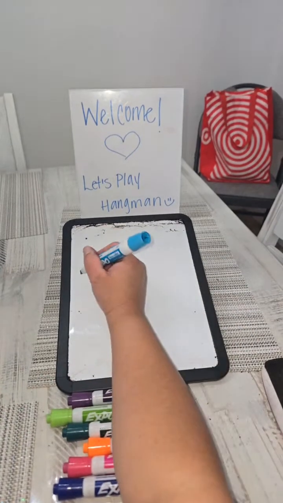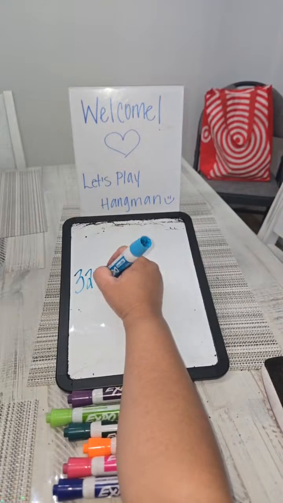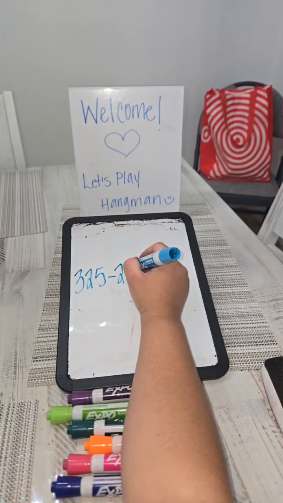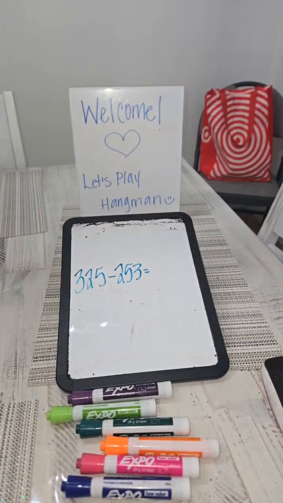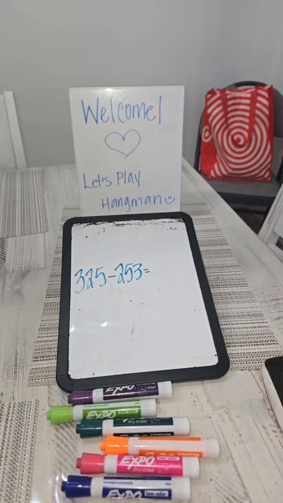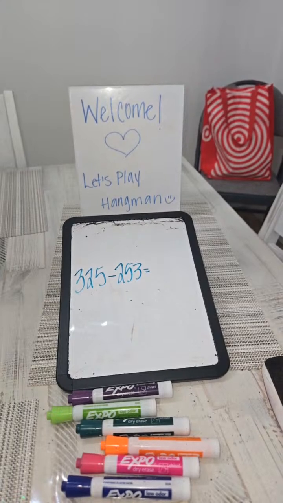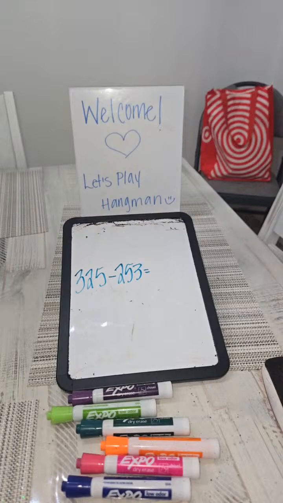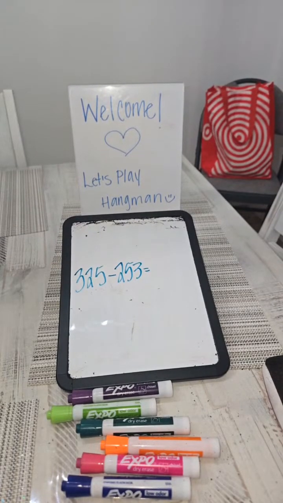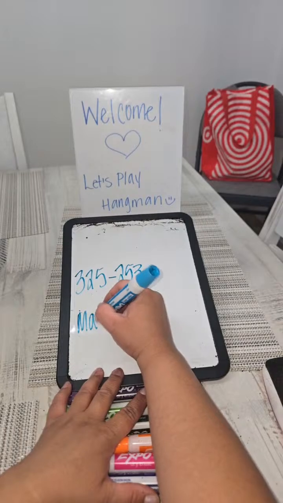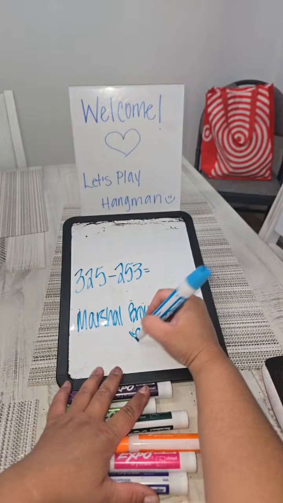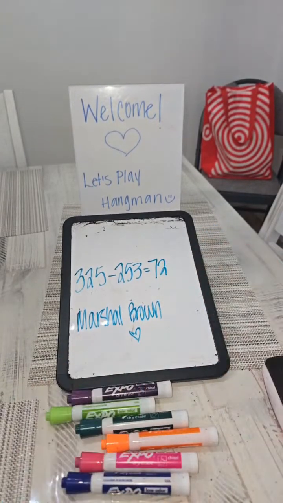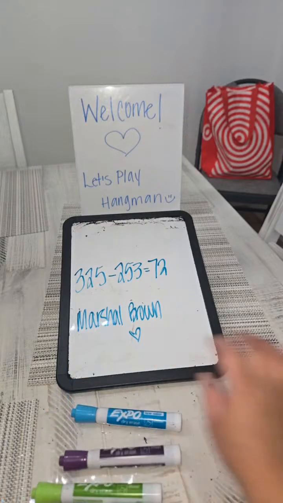All right. What is 325 minus 253? Again, what is 325 minus 253? All right. Marshall Brown said 72. Good job. Good job.